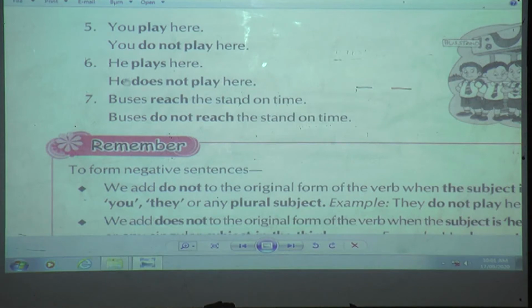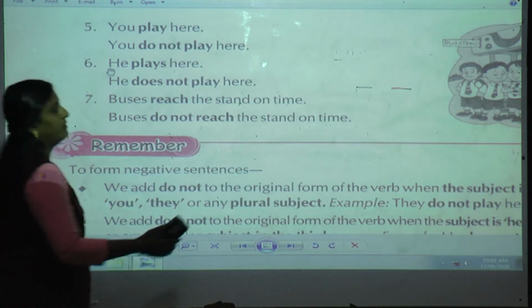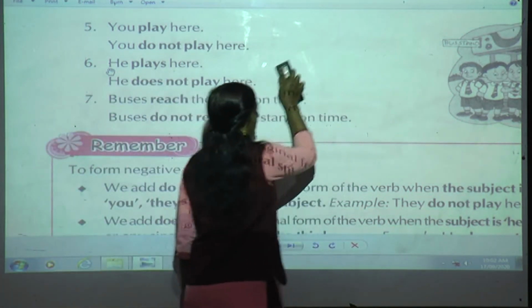Now here, next. He plays here. Now what is the subject over here? Yes, he. So when the subject is he, she, it, or any singular subject, we are going to use does not. So in these negative statements, we only have to keep in mind when we are going to use do not and when we are going to use does not.